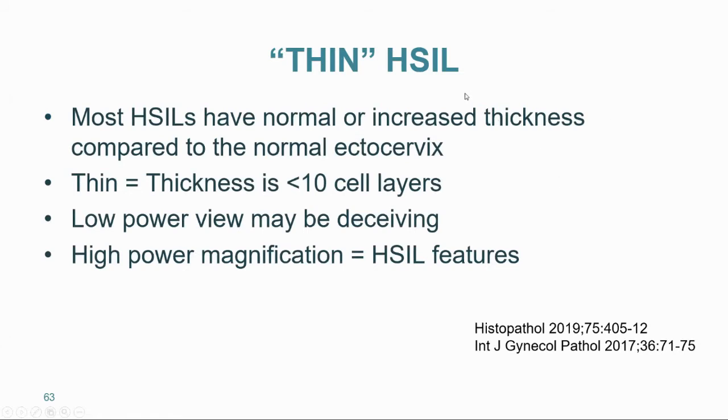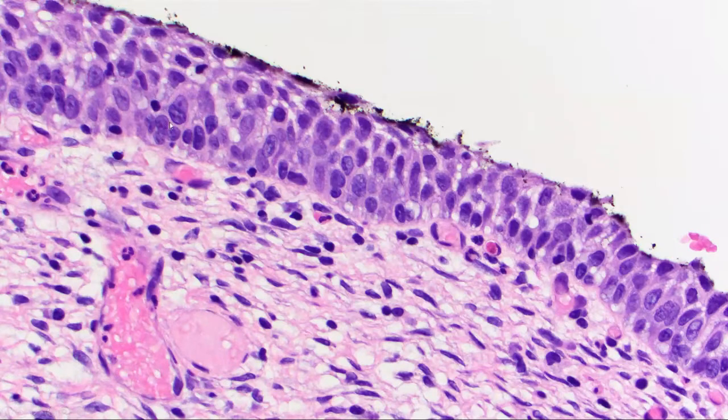The so-called thin HSIL has come into the classification because it's a bit different and a bit challenging compared to conventional HSILs. Most high-grade lesions will have a normal thickness or an increased thickness compared to the normal ectocervix, usually 10 cell layers or more. Thin HSIL is defined as a lesion that has a thickness of less than 10 cell layers. And because of that, the low power magnification can be deceiving and highly resemble squamous atrophy. However, at high power magnification, you should be able to identify mitotic activity, nuclear overlap, loss of organization, nuclear membrane irregularities, and nuclear enlargement.